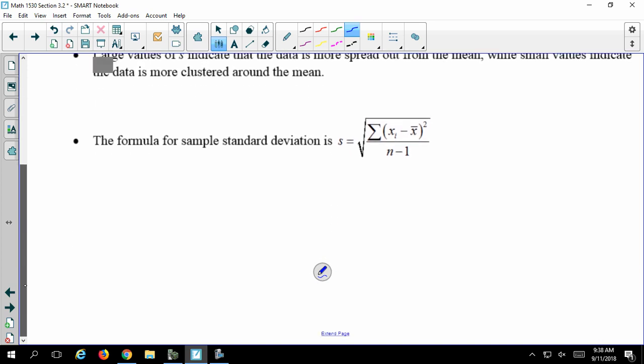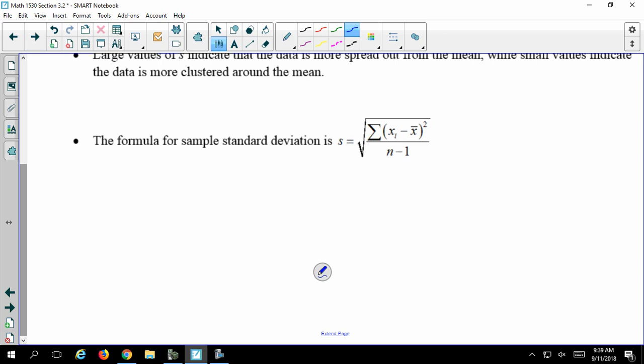So here's the formula. It looks very complicated, but we're going to break it down. To find this average distance to the mean, we need to know how far it is from each data value to the mean.